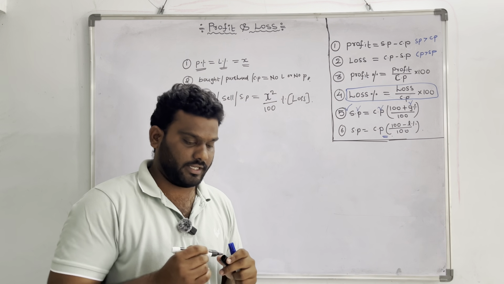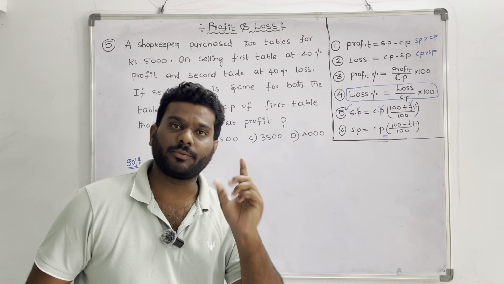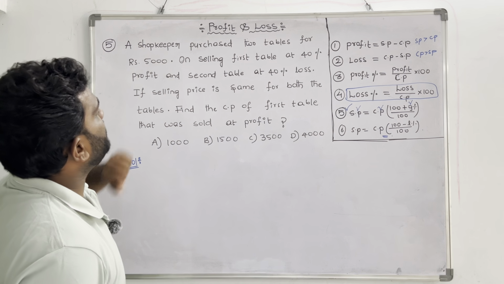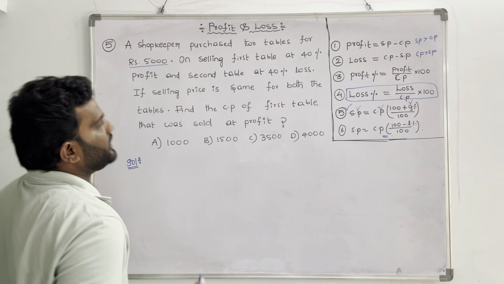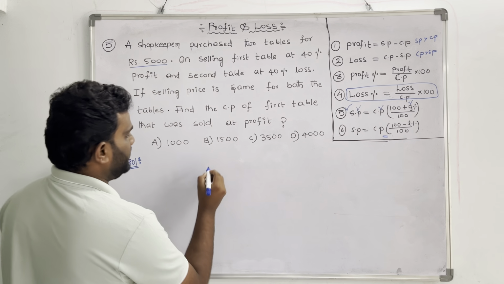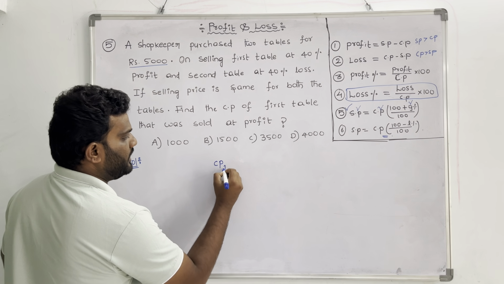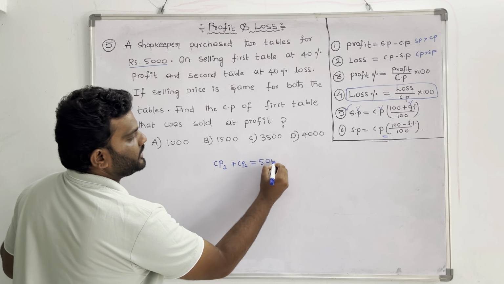Okay, let's discuss the fifth question. Let's solve the fifth question, very important and most repeated question. A shopkeeper purchased two tables for rupees 5,000. So let me say, cost price of first table plus cost price of second table, both cost him 5,000 rupees.